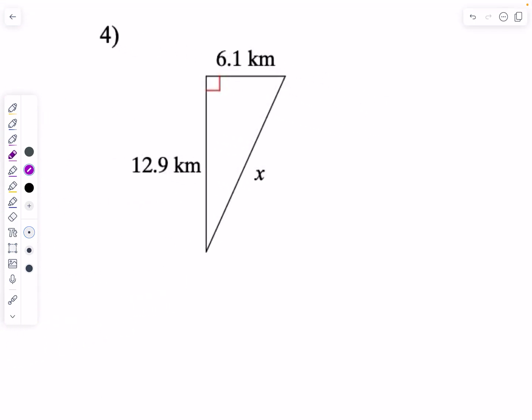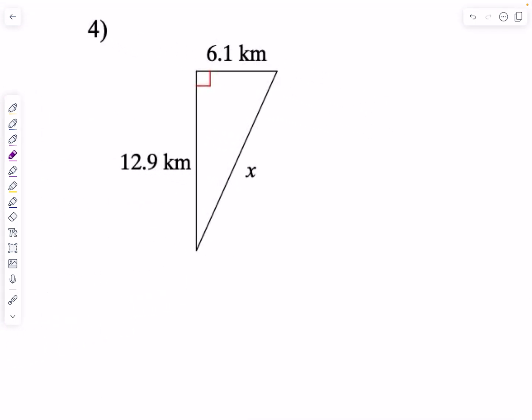Okay, so number 4 is the first one that we have that has a decimal. So I'm going to label these A and B. It doesn't matter which one is A and which one is B, but C has to be the hypotenuse. And I knew that this was the hypotenuse because it's across from the right angle. It's always, always, always across from the right angle. I'm going to fill that into A squared plus B squared equals C squared.